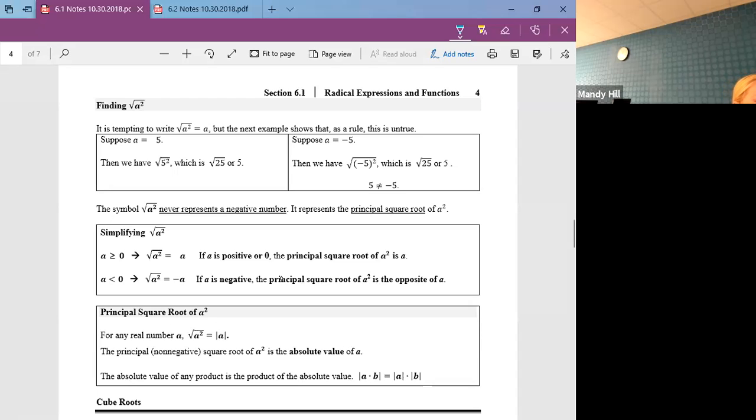It is tempting to write the square root of a squared is equal to a, but the next example shows that as a rule, this is just not true. Suppose a is equal to 5, then we have the square root of 5 squared, which is the square root of 25, or 5. But if we have a is equal to negative 5, then negative 5 squared is 25, and the square root is also 5, and negative 5 is not equal to 5. We already talked about the fact that it had a positive answer and a negative answer.